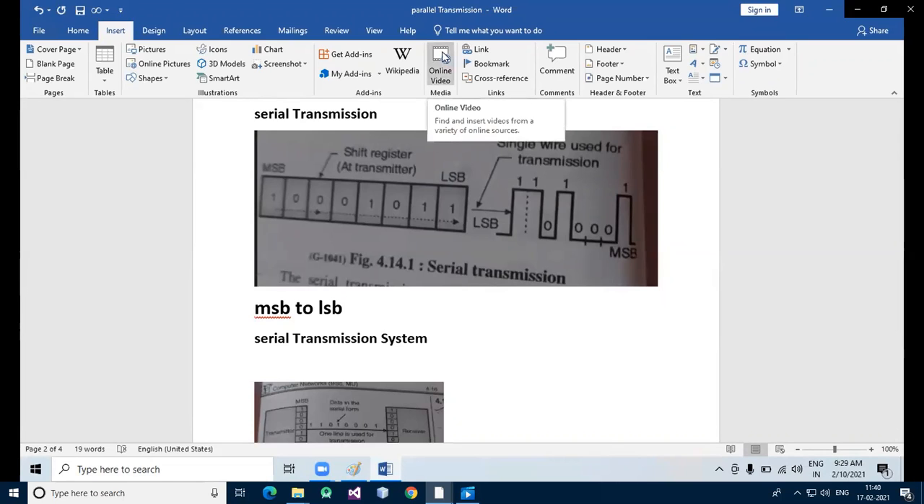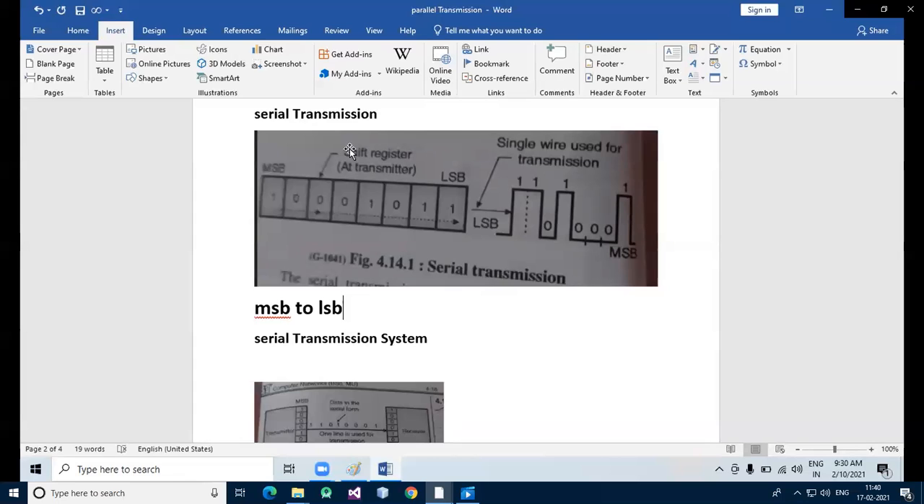For serial transmission, only one wire is needed between the transmitter and receiver. So, parallel transmission needs a separate wire for each bit, but in serial transmission, one wire is sufficient for receiver and sender. The bit which falls out of the shift register is transmitted. Hence, LSB, the least significant bit, is transmitted first, and MSB is the last bit transmitted.